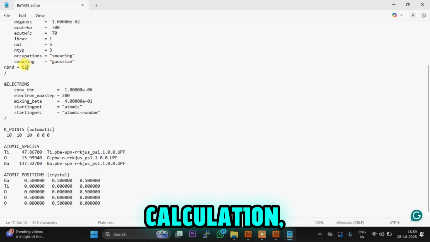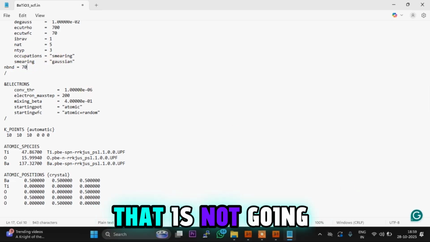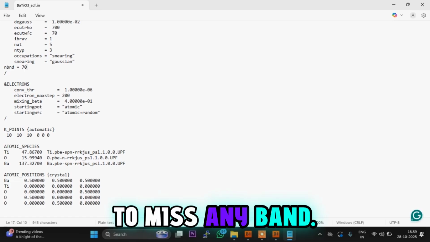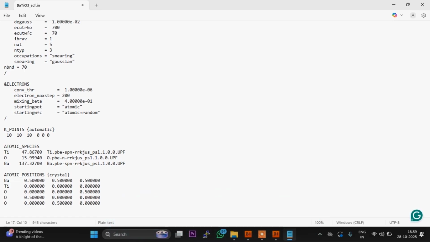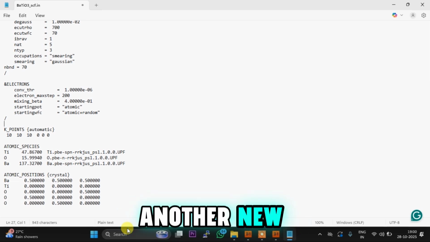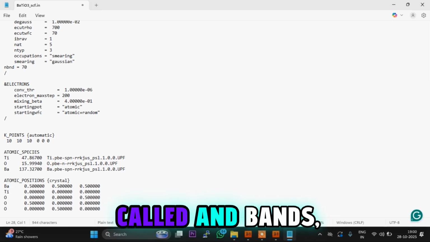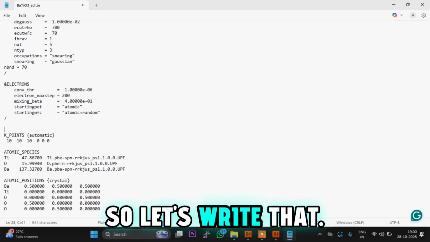For this calculation, we are actually going to make it 70. That is not going to miss any band. Okay? This is for better security. Now we are going to need another new section here. That new section is called &bands. So let's write that.